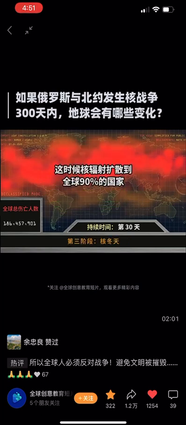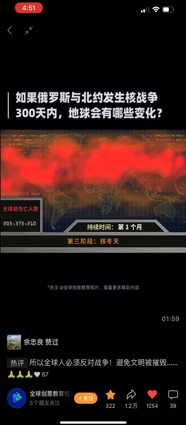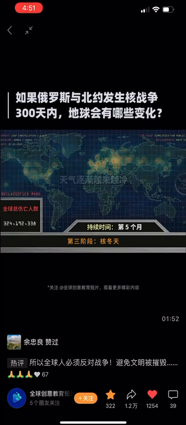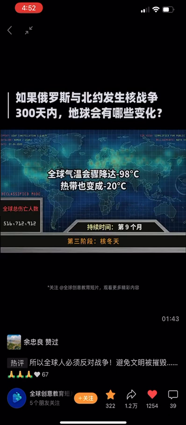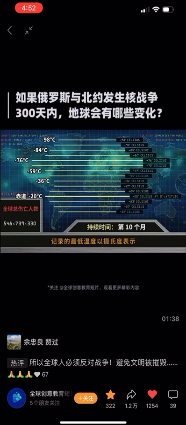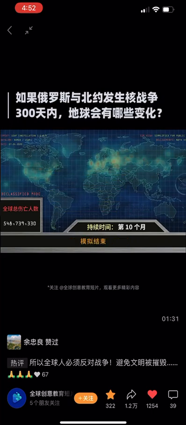Stage 3. Nuclear winter. Elapsed time: 2 months, 3 months, up to 10 months. Minimum temperature recorded, shown by degrees of latitude, in Celsius degrees. Total global casualties at 548 million people. End of the simulation. Stand by.